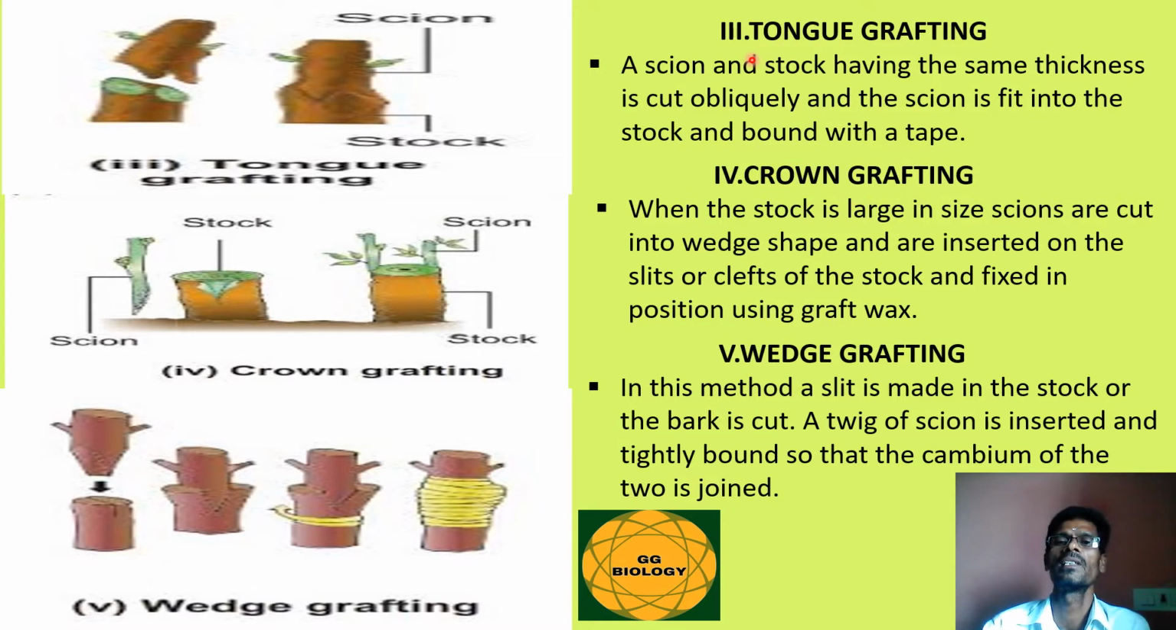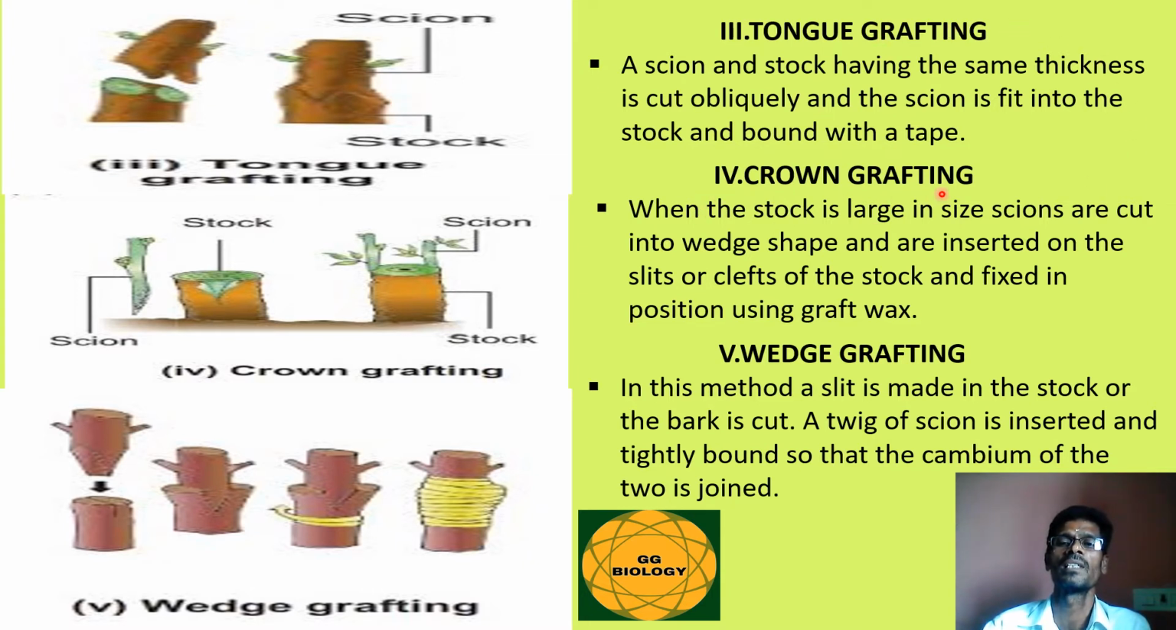The third method is tongue grafting. A scion and stalk having the same thickness. Now if you could see, this is the scion and this is the stalk. Both of them have the same thickness and are cut obliquely. So they are cut in a cross manner or oblique manner, and the scion is fit into the stalk and bound with the tape. So the scion is exactly kept on top of the stalk and they are bound by a tape. Such a method is known as tongue grafting.